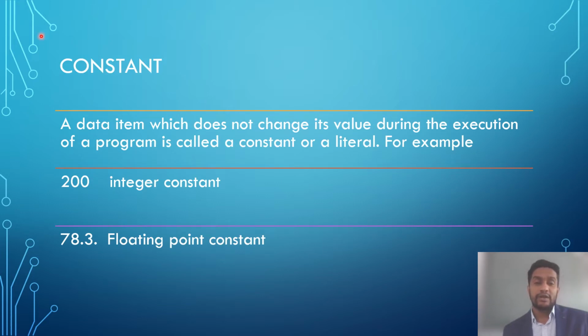Coming to the next, what are constants? A data item which does not change its value during the execution of a program is called a constant or a literal. For example, 200 is an integer constant and 78.3 is a floating constant. Its value cannot be changed during the execution of the program.